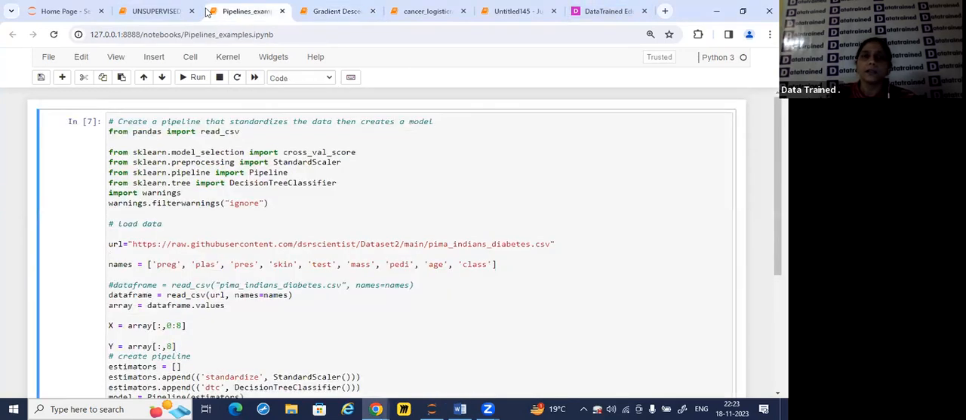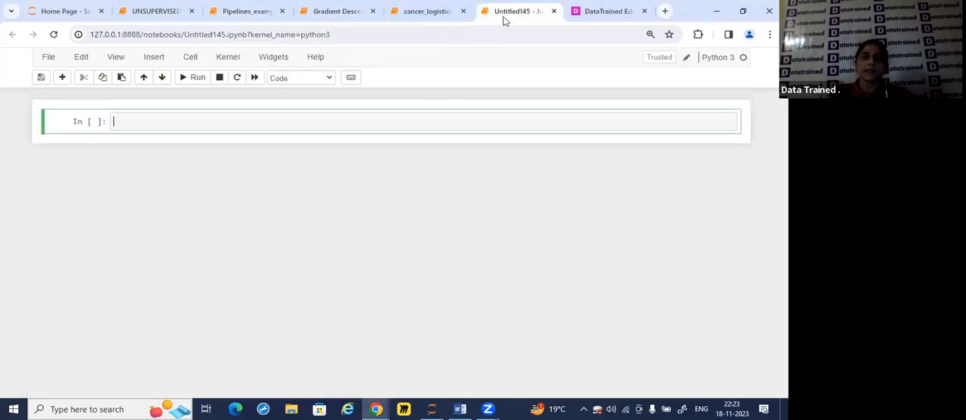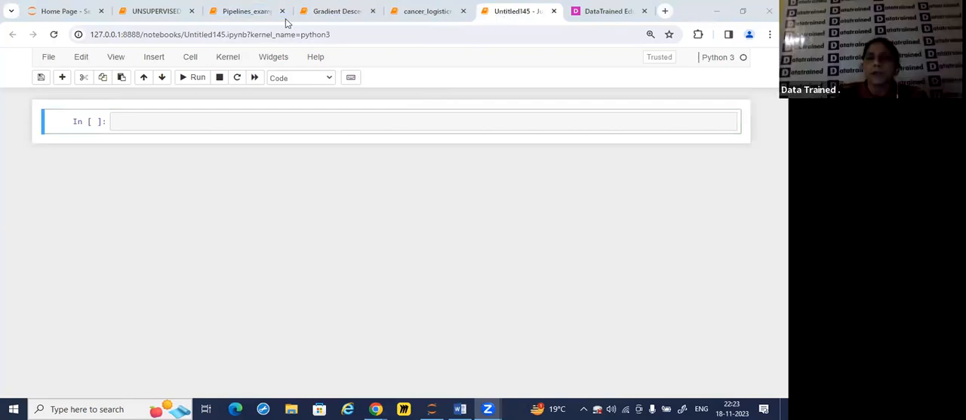There are again high mathematical terms associated, but I'll explain it in very simple terms. Suppose, for a very simple example, I'm taking this.